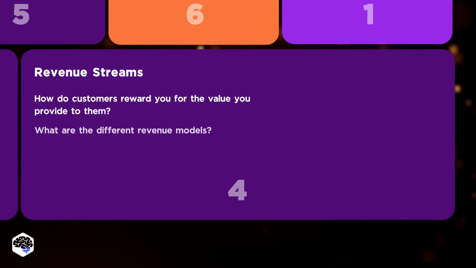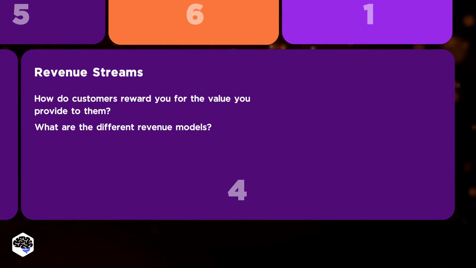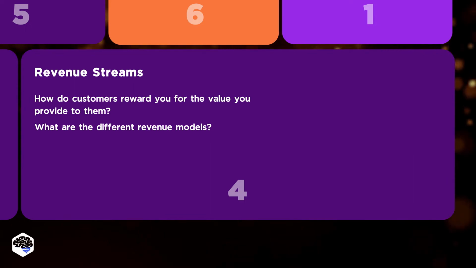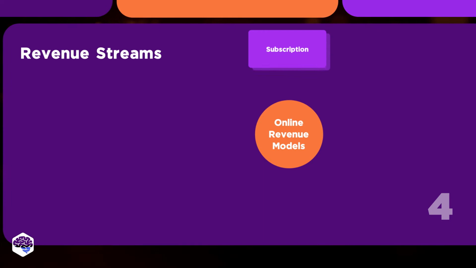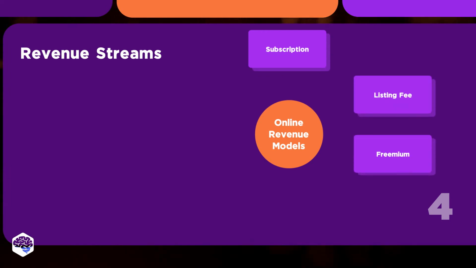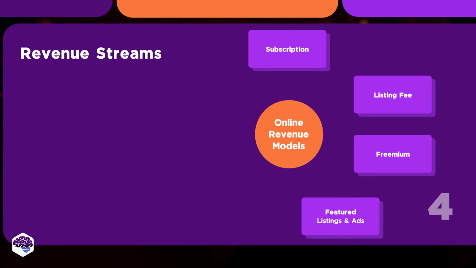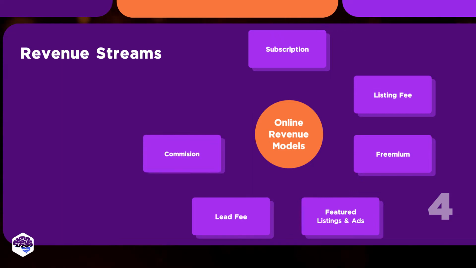The fourth aspect is revenue streams. They are also referred to as monetization. Basically, these are your business strategies to leverage profit. You can mention subscriptions, listing fee, freemium, featured listings and ads, lead-free model, commissions, and mixed revenue model.